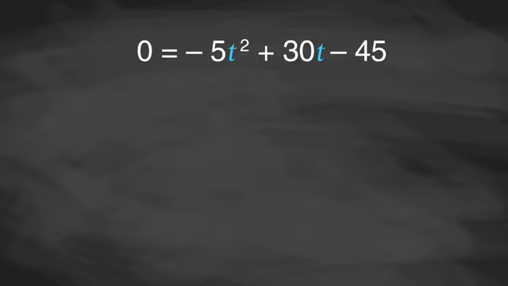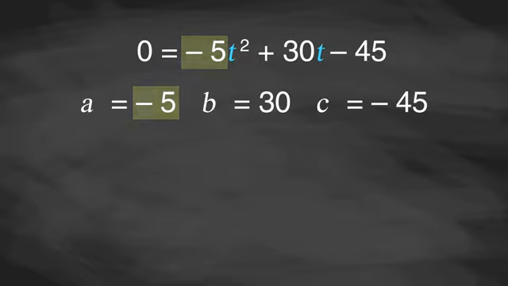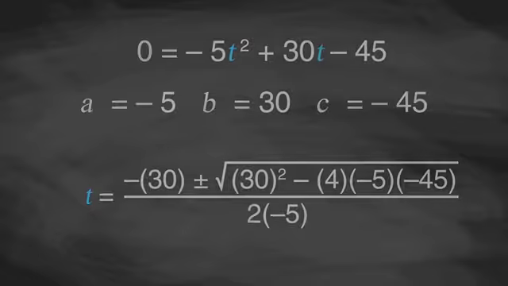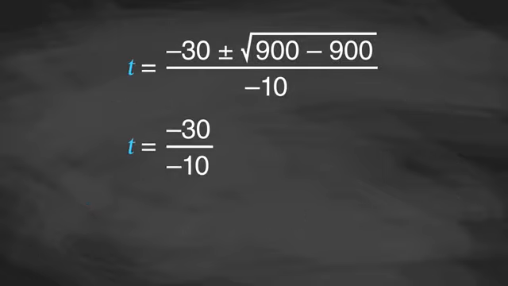Using the quadratic equation, a = -5, b = 30, and c = -45. Substitute these values into the quadratic formula. Now begin to simplify. The answer becomes t = 3.